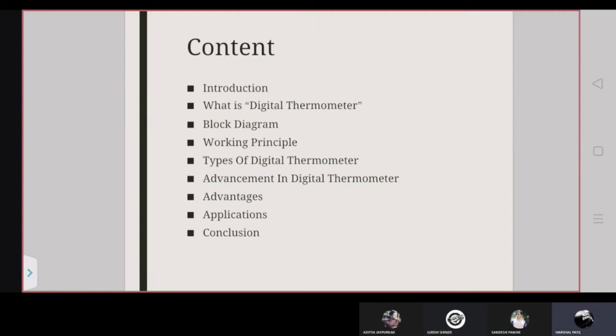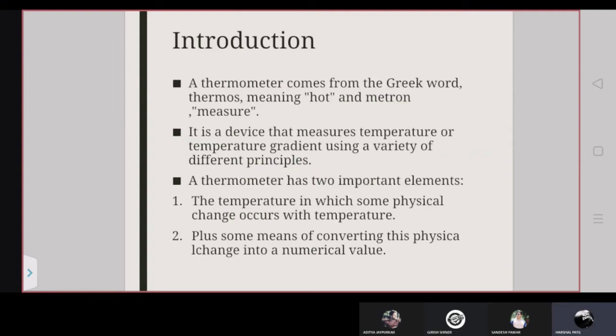Introduction. A thermometer comes from the Greek word thermos meaning hot and metron meaning measure. It is a device that measures temperature or temperature gradient using a variety of different principles. A thermometer has two important elements. First is the temperature sensor, in which some physical change occurs with temperature, and second is some means of converting this physical change into a numerical value.